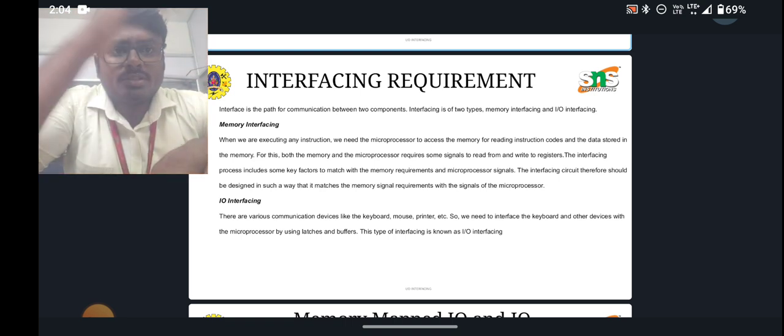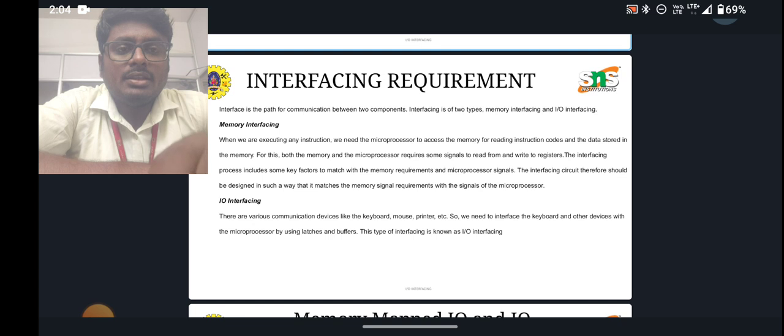And I/O interfacing. There are various communication devices like the keyboard, mouse, printer, etc. So we need to interface the keyboard and other devices with the microprocessor by using some latches and buffers. This type of interfacing is called I/O interfacing.